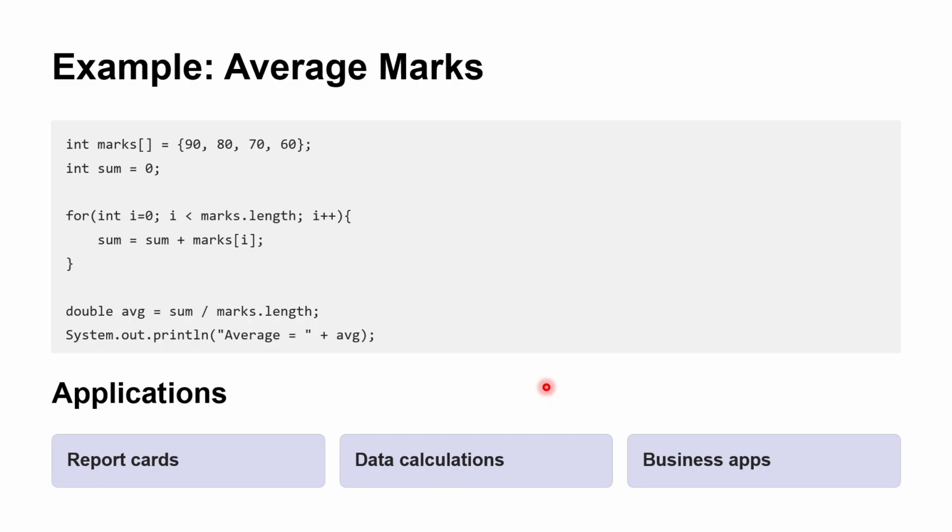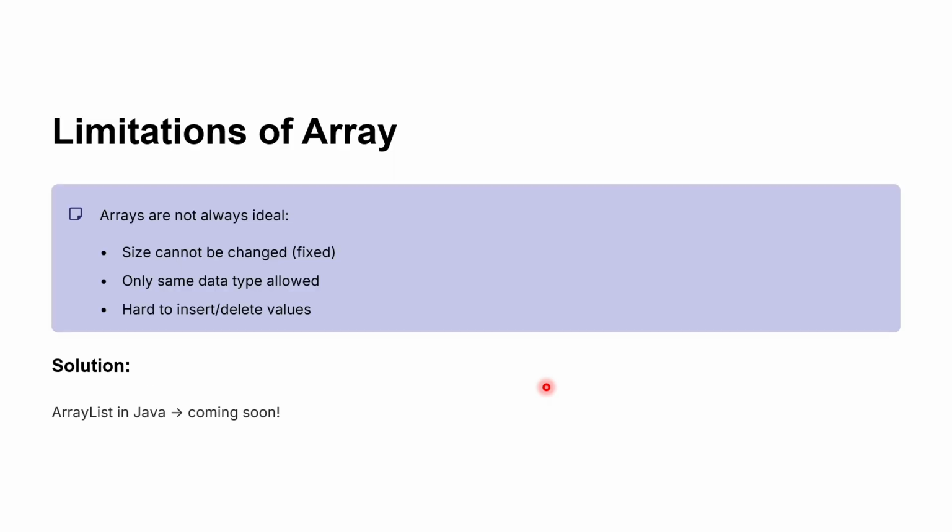So let us talk about the limitations. What are the limitations of the array? Arrays are not always ideal, because once the array is initialized with a fixed size, it cannot be changed. Also, only the same data type is allowed, which means you cannot store several data type variables in one array. And it is also hard to insert or delete values.